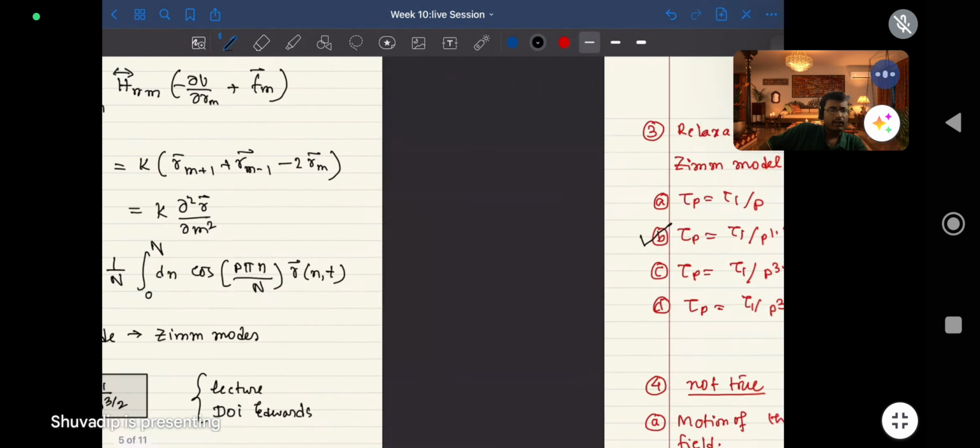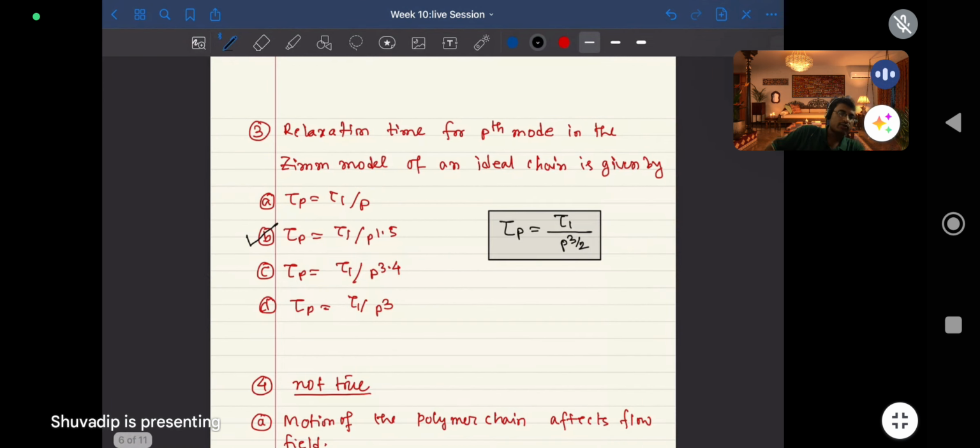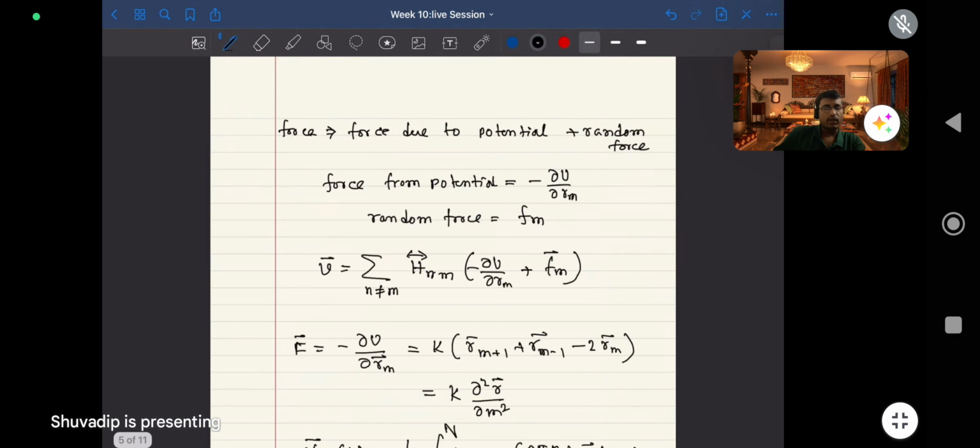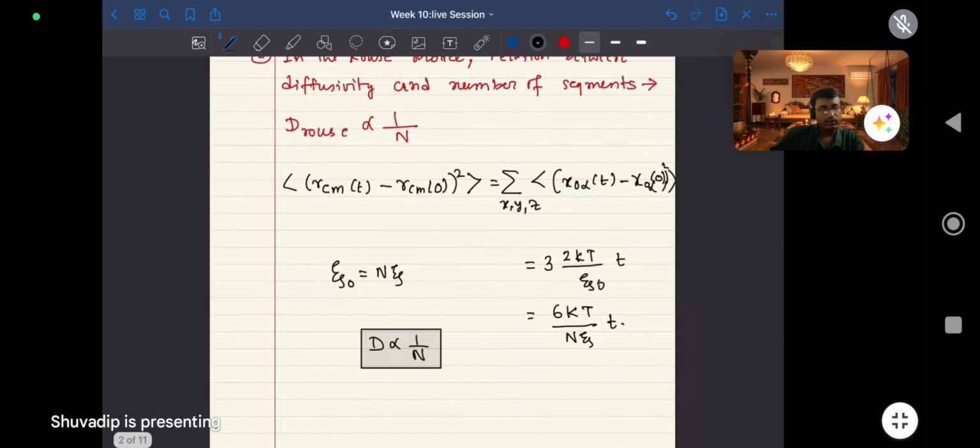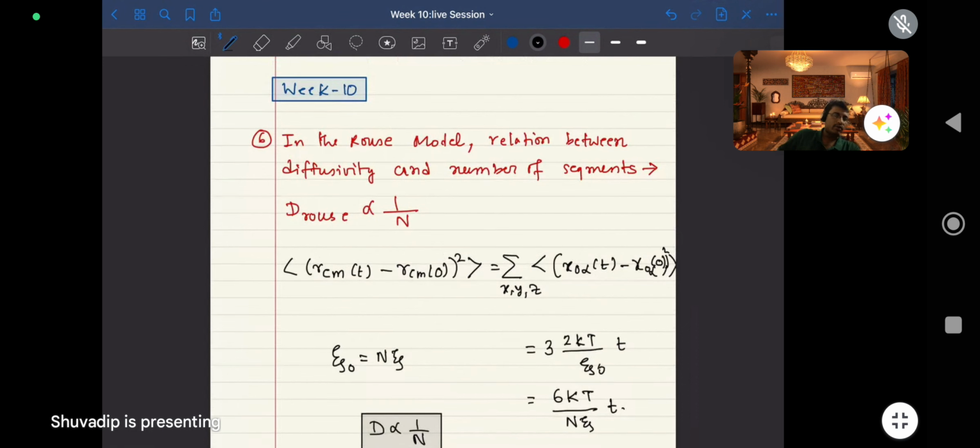And in the Rouse model we got, as we have seen here in the first question, from the calculation of Rouse's model itself, the relation that diffusivity is proportional to 1 by N, which is not true in reality. The real scenario, where diffusivity is proportional to N to the power nu, we can derive using the Zimm model idea.